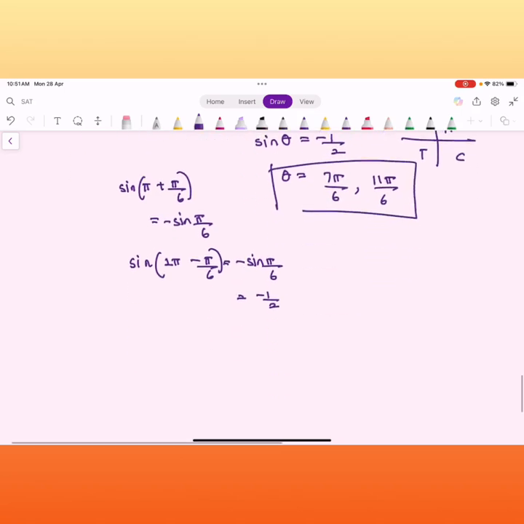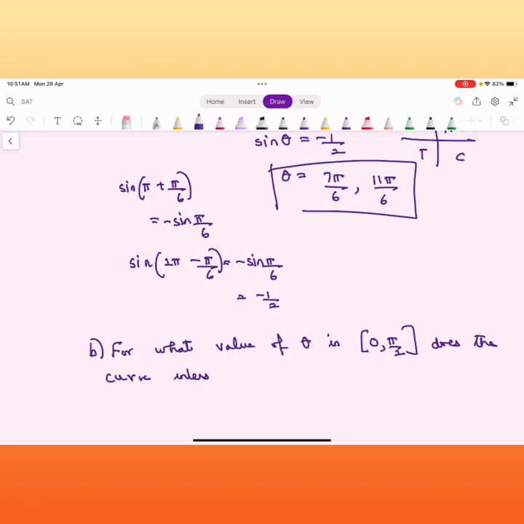Okay, now there's one more part to this question. For what value of theta in the closed interval 0 to pi by 2 does the curve intersect the circle r equal to 3?